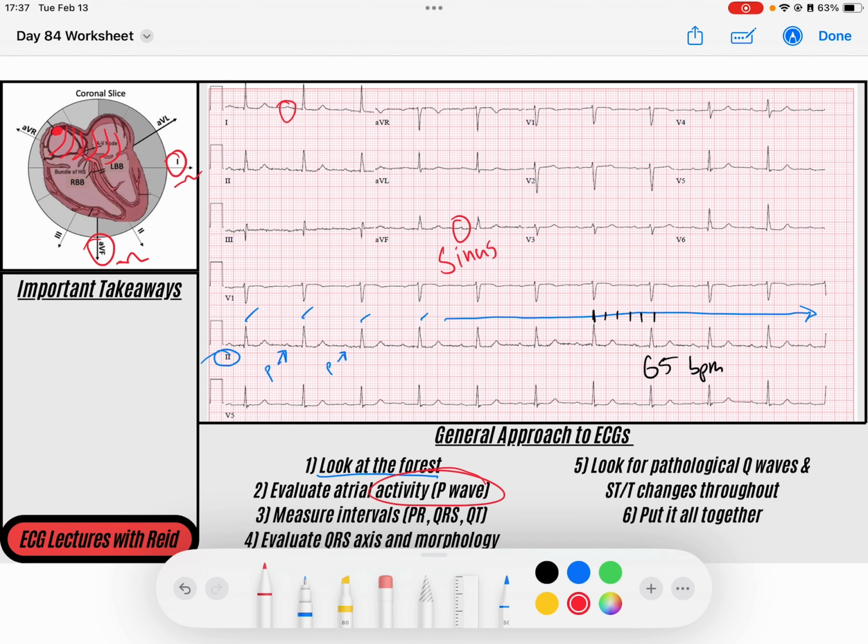It's all about mounting evidence. So a regular rhythm at a regular rate with good morphology can really say this is probably a sinus P wave. All right, so now let's talk about the AV node.